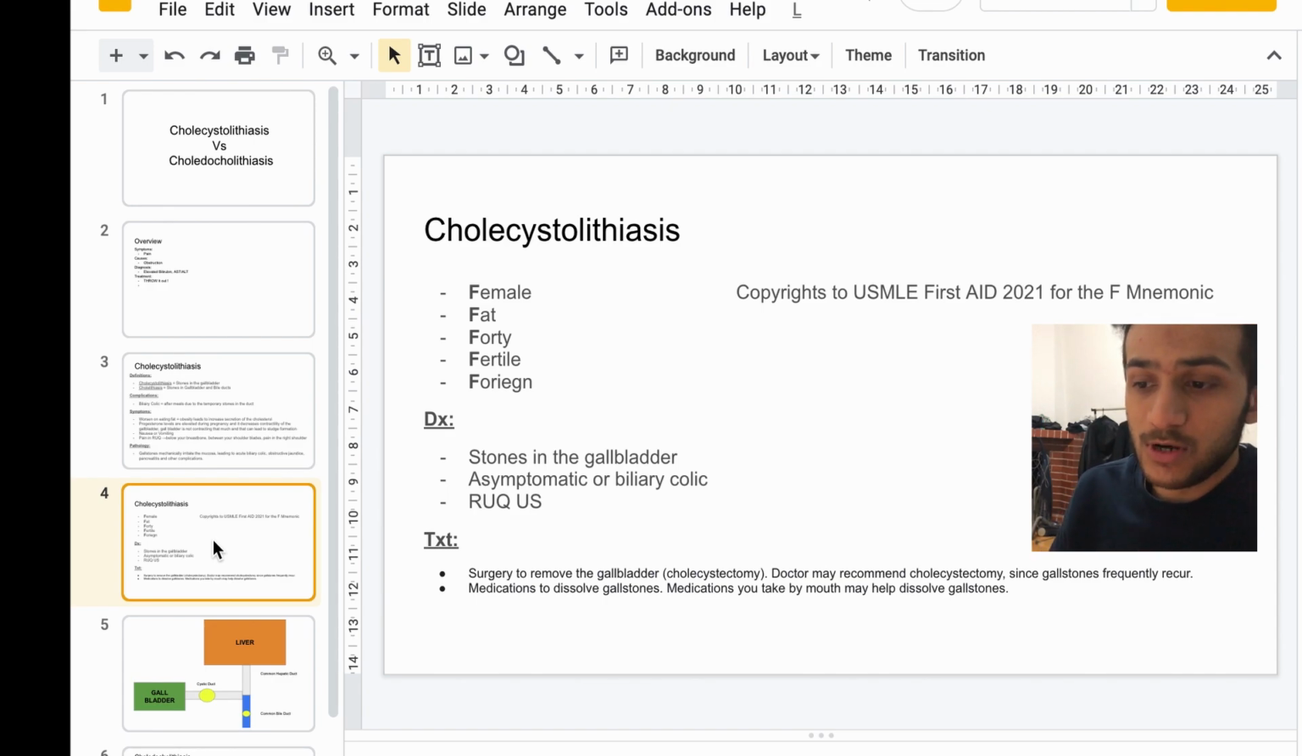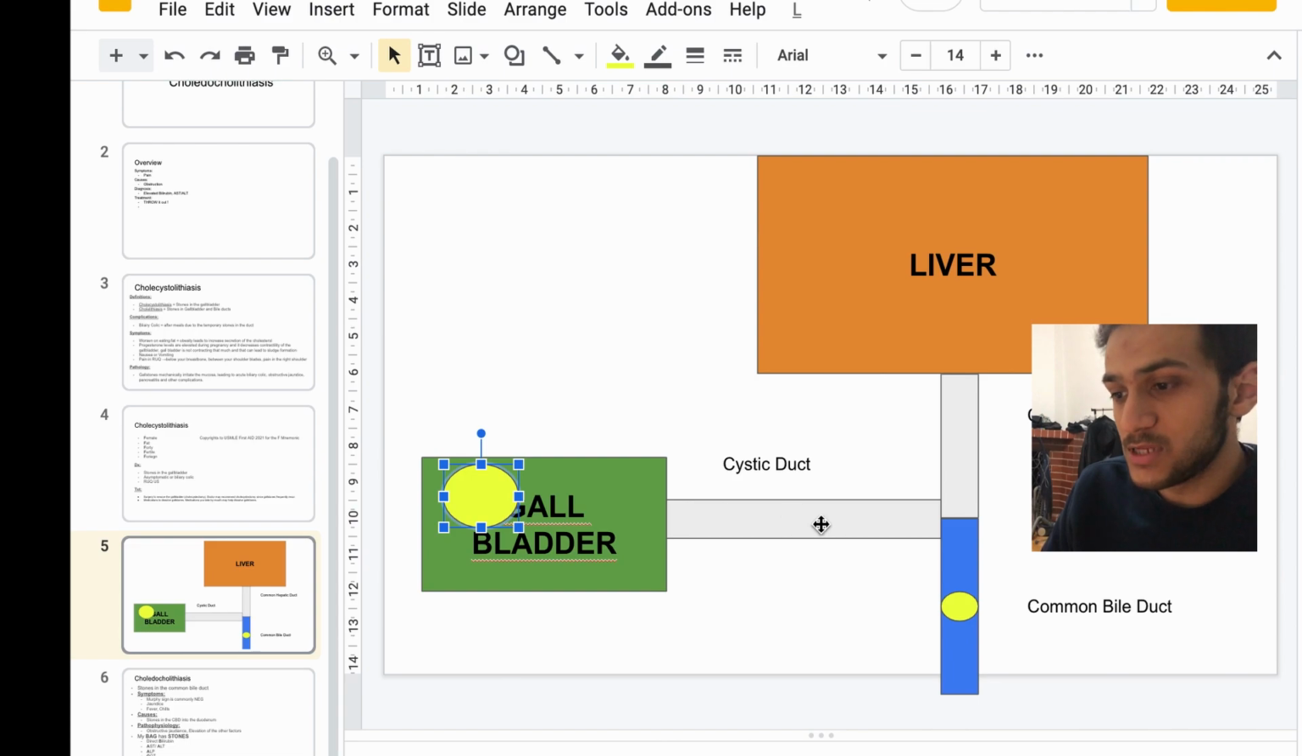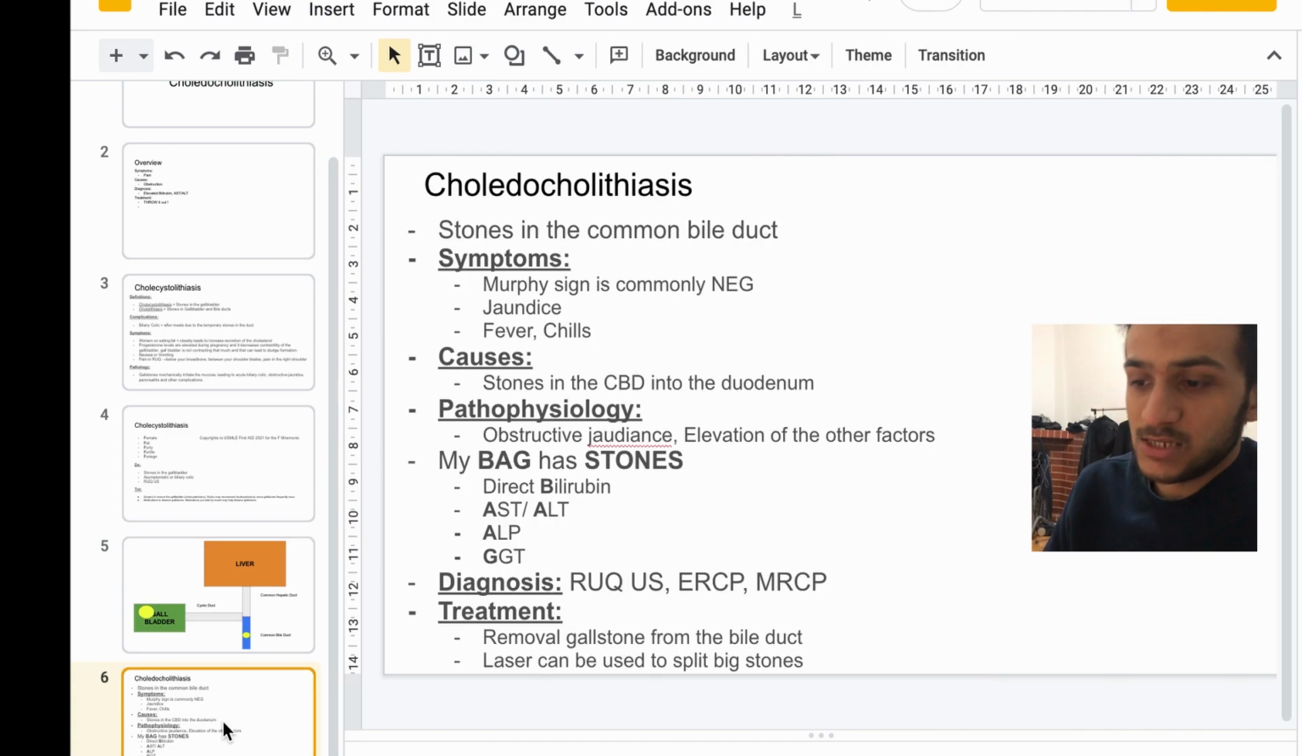You want to see where the stone is. You want to do an ultrasound and make sure to see whether it's right upper quadrant pain. So how to treat it? If there's some sort of obstruction, you just want to remove it, throw it out, and do surgery, a cholecystectomy, and that's how you treat cholelithiasis. So we spoke about this. There are stones in the gallbladder. I said cystic duct, I meant to say gallbladder.